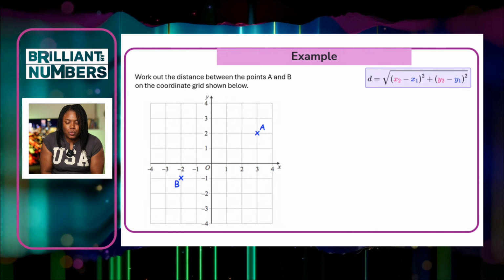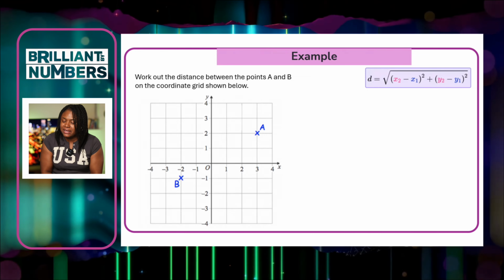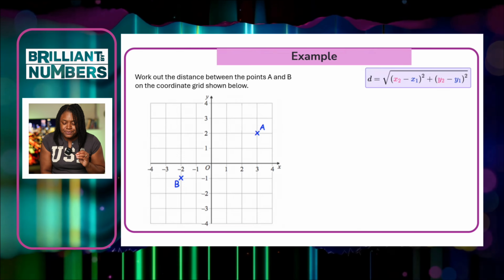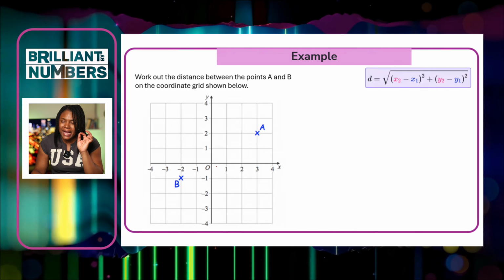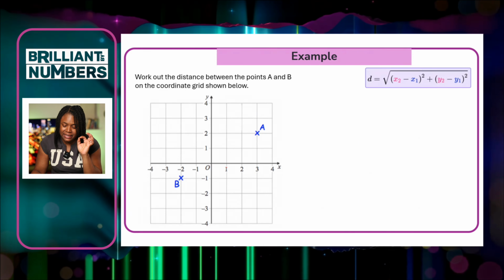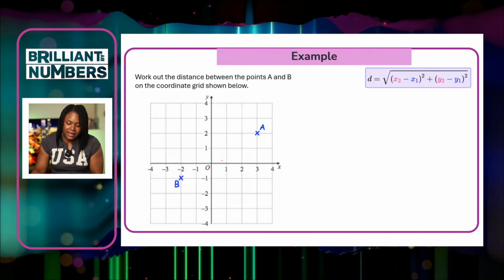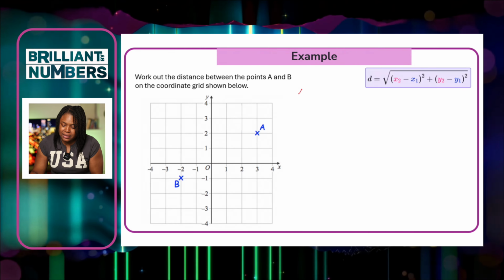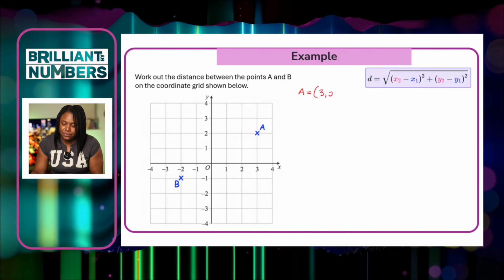So we're asked here to work out the distance between points A and B on the coordinate grid shown below. So we observe first of all that A is the coordinate. Remember, we read our x value on the Cartesian plane first of all, followed by y. So the coordinate of A is 3 across for x and 2. Let's just write that down. A is equal to 3, 2.